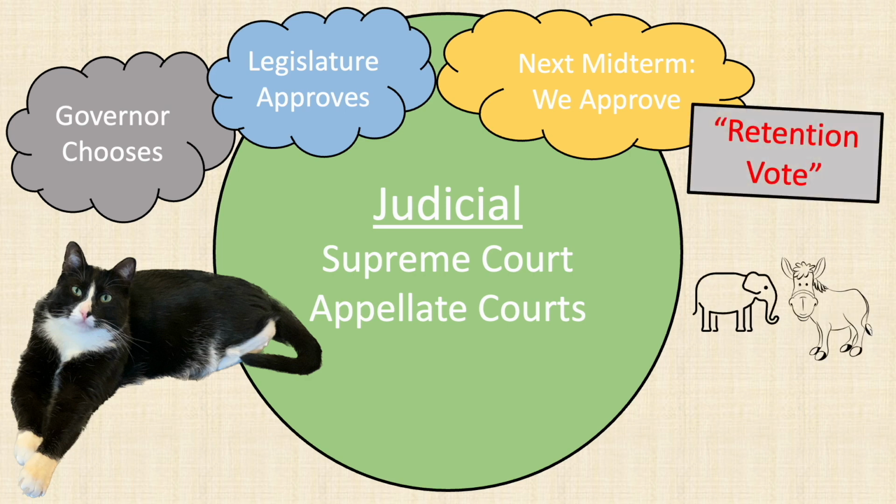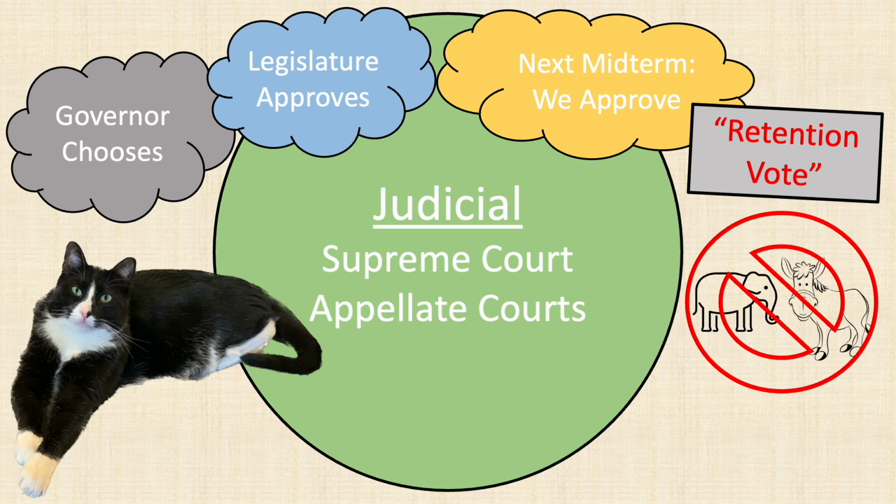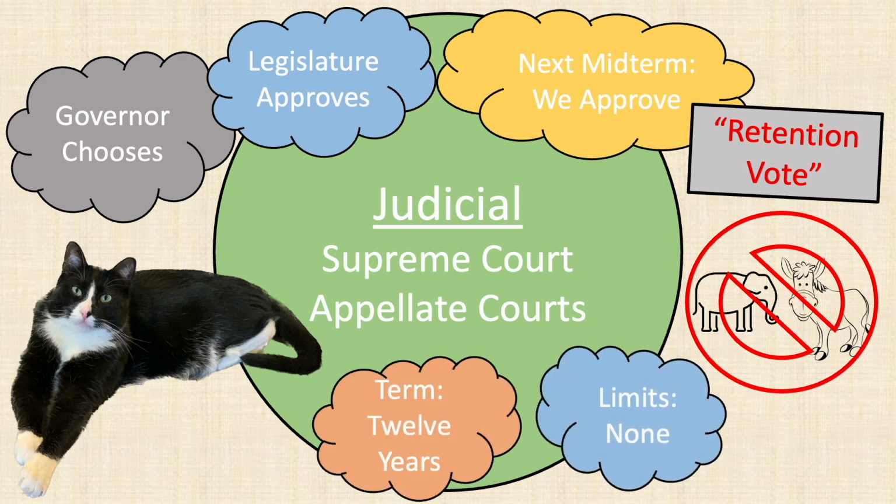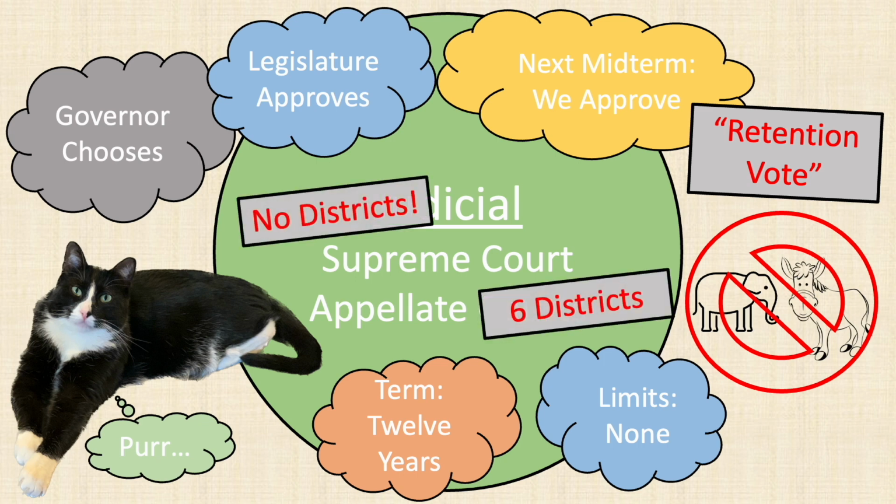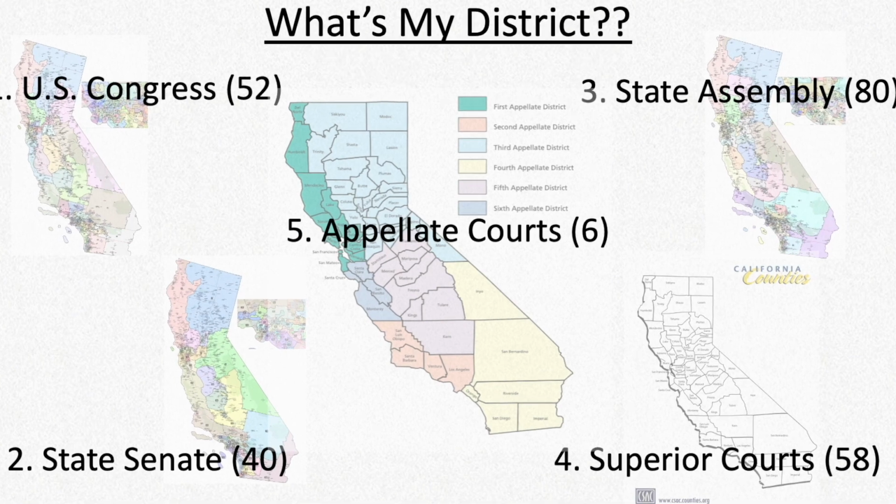There are no opponents in these races, and the seats are nonpartisan. Judges serve 12-year terms, and there are no term limits. Since the Supreme Court represents all Californians, there are no districts. But there are 6 appellate court districts. Let's take a look at the map and add it to the What's My District board.